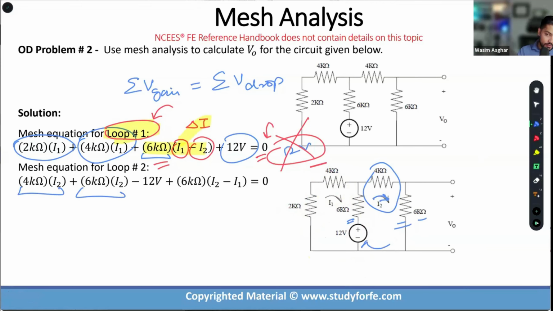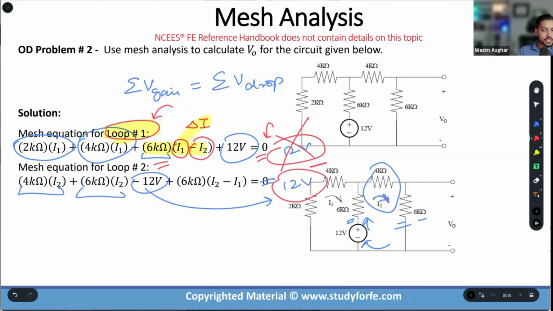I encountered the negative terminal of the battery, this current I2, and it's leaving from the positive terminal. When the current leaves the positive terminal of the battery, that's a voltage gain. So I can either write that as minus 12 over here, or I can say that there is a 12 volt gain because when I move this over here, it becomes plus 12 volt, right? For loop number two, we actually have a 12 volt gain because the current is leaving the positive terminal.